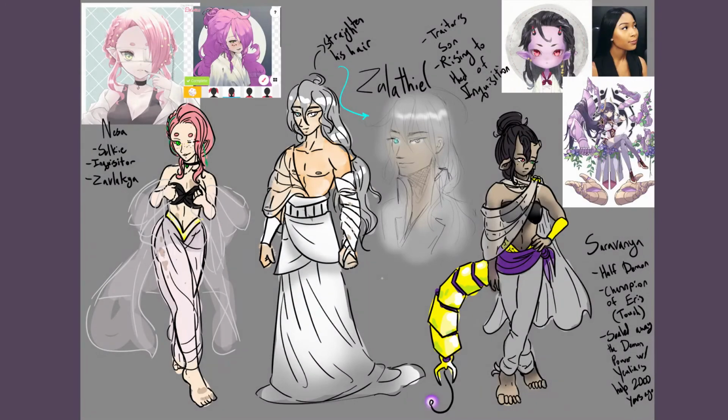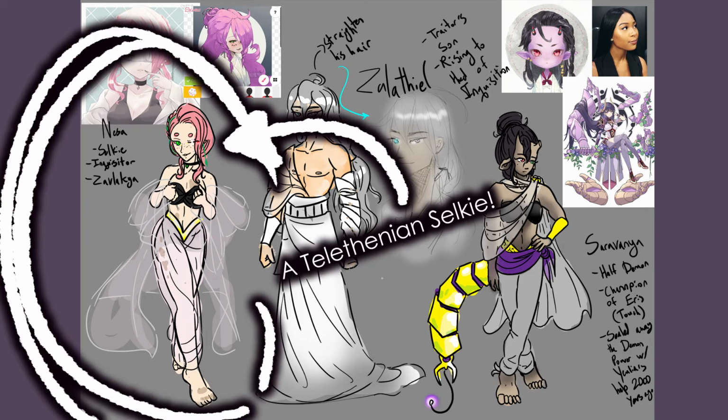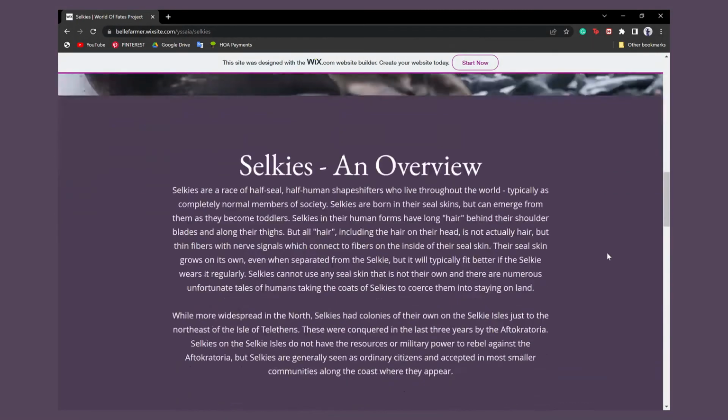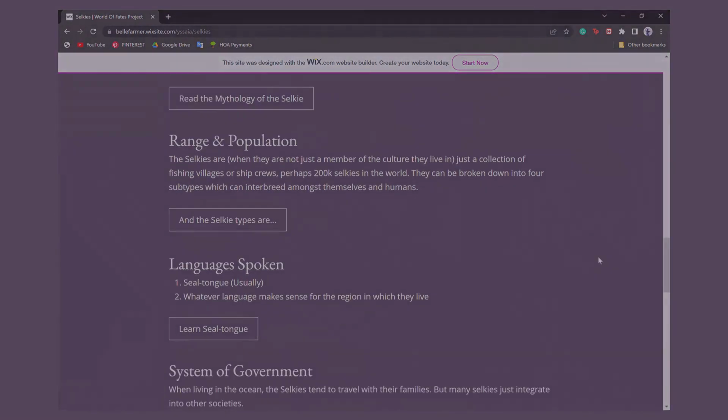The seal folk are, of course, very nomadic creatures and tend to blend in with other human cultures, even though they have a culture and ways of their own. Let's read out some sample sentences in the seal tongue.